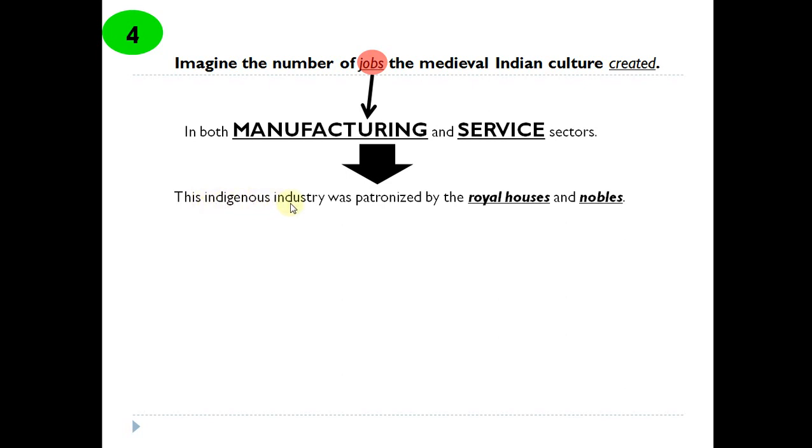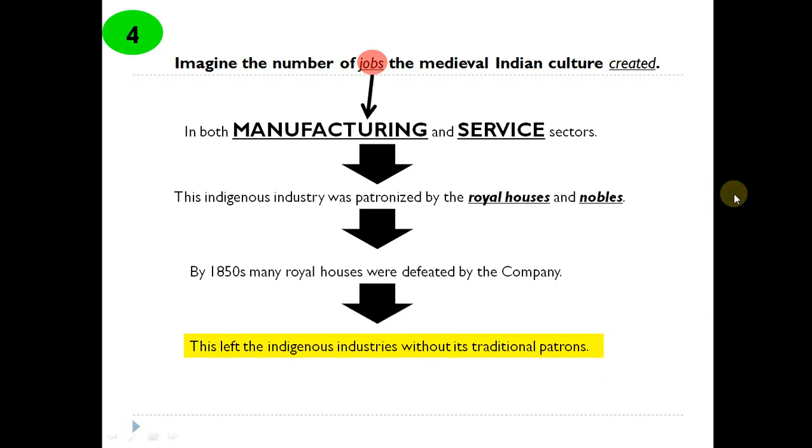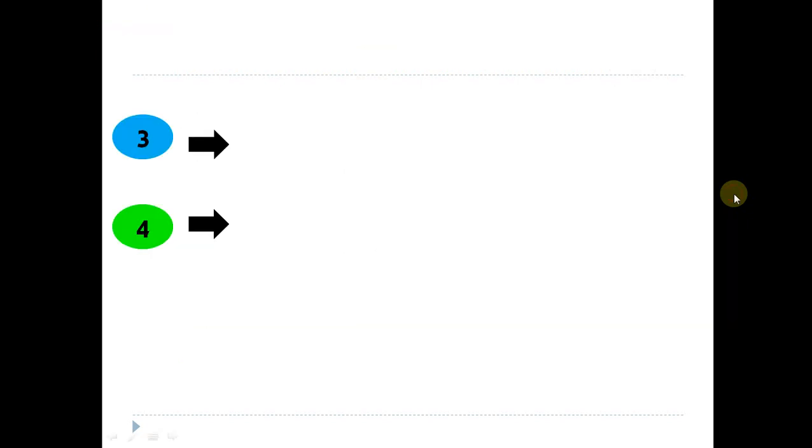This indigenous industry was patronized by the royal houses and nobles. By 1850, as we have seen, many royal houses were defeated by the company. The company was ruling a large part of India, directly or indirectly. So now what we have is indigenous industries without its traditional patrons. What would this result in?